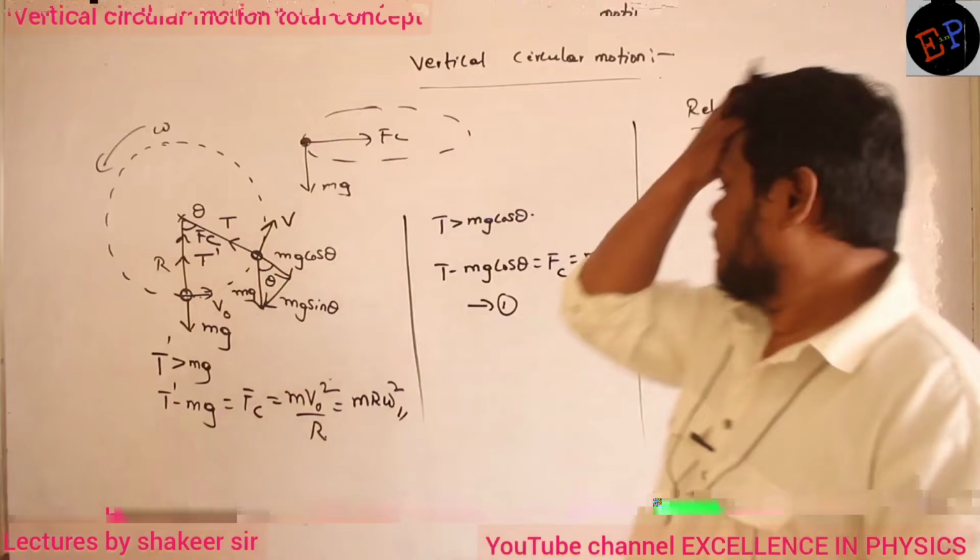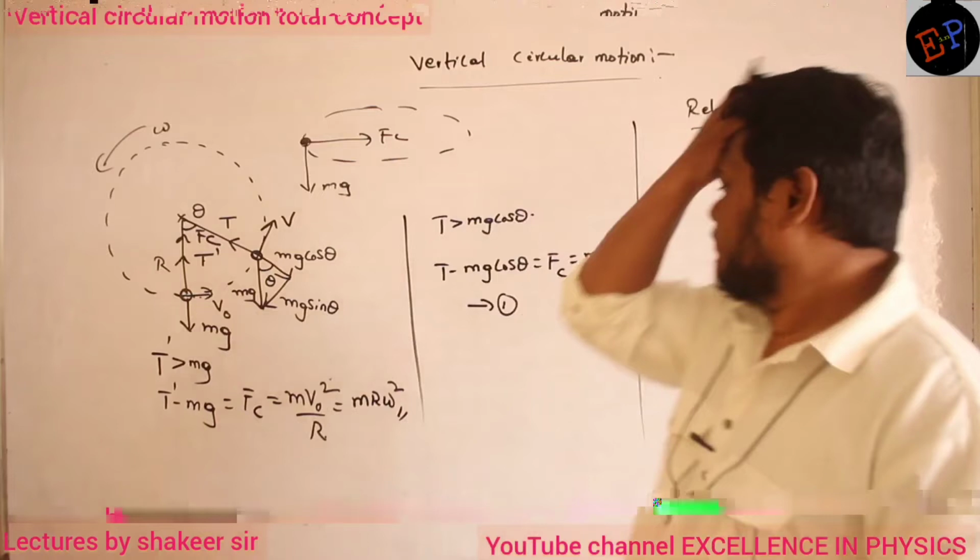The length of the string is L, so this is also L. I can split this L into two components. Up to here it is L cos theta, and this one is L sin theta. This height, if I call it H, then how can I calculate the H value? H is equal to total L minus L cos theta, so H is equal to L into 1 minus cos theta. This is the vertical height reached by the ball.